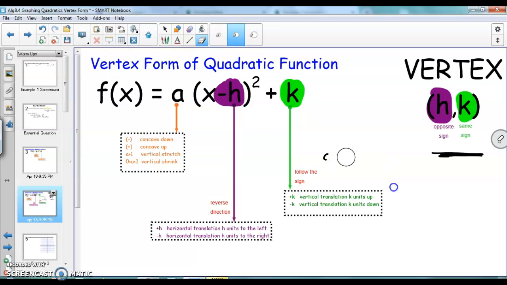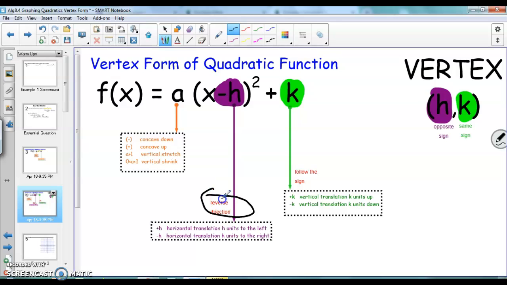Okay, so let's clean this up a little bit. Next, let's look at the h value here. If k, or our original c, was the vertical translation, the h now gives you horizontal translation. But take note of what I wrote over here. You are reversing the direction. So remember, when we get the vertex, we change the sign to its opposite. The transformation behaves in the same way.